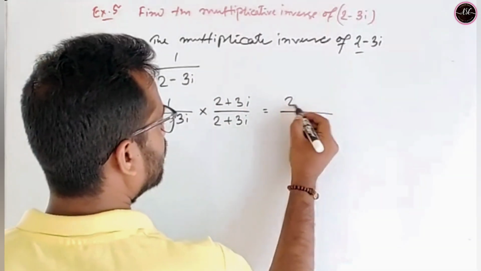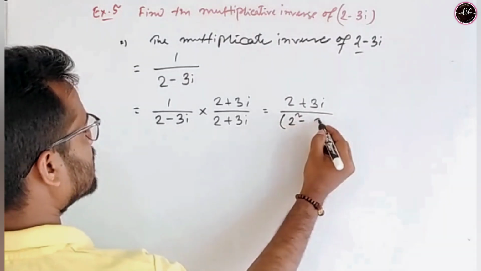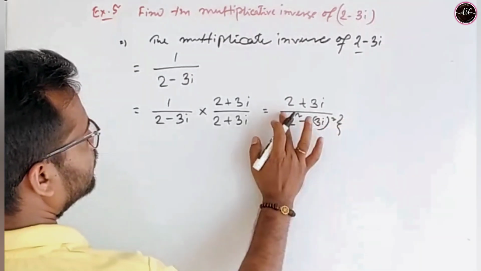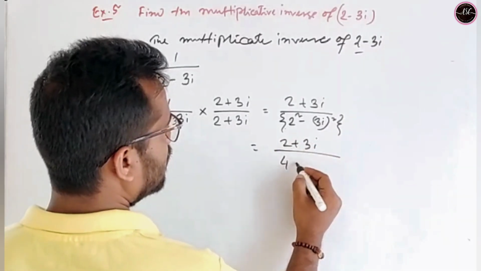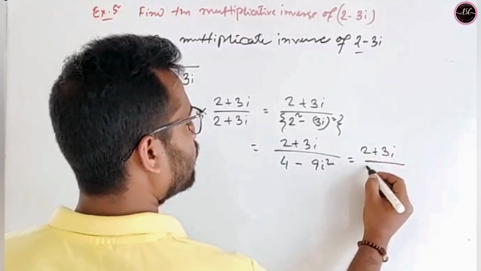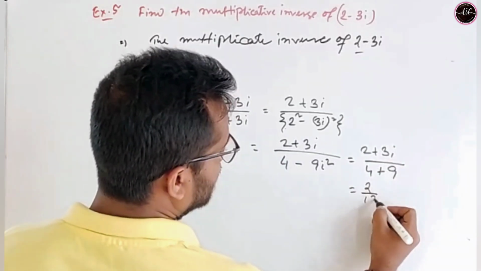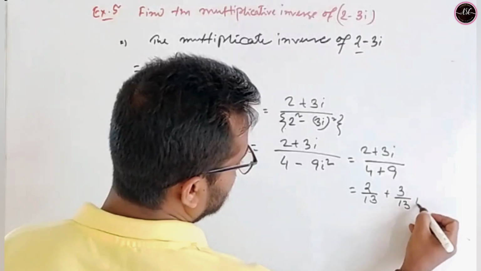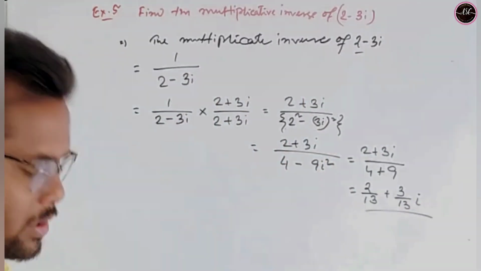We get 2 plus 3i. Here the a square minus b square, that means 2 square minus 3i whole square. So we have 2 plus 3i over 4 minus 9i square. That means 2 plus 3i over 4 plus 9. Okay. So 2 by 13 plus 3 by 13 i. This is the multiplicative inverse of 2 minus 3i. Okay. So much easy. Let's look at this question.